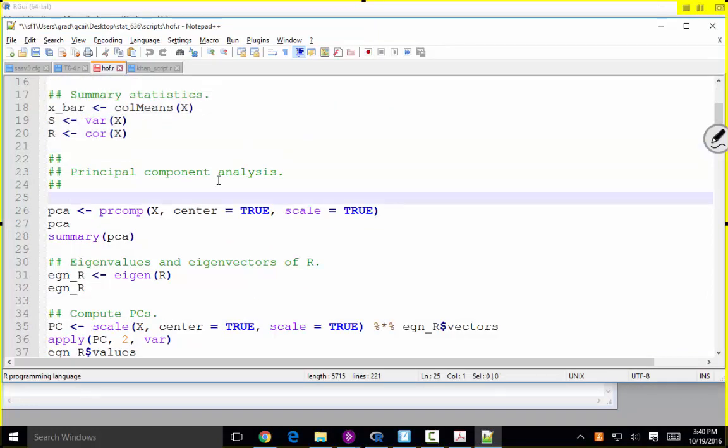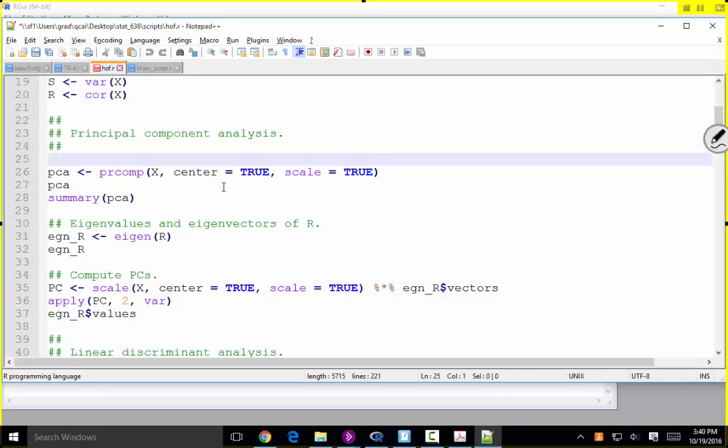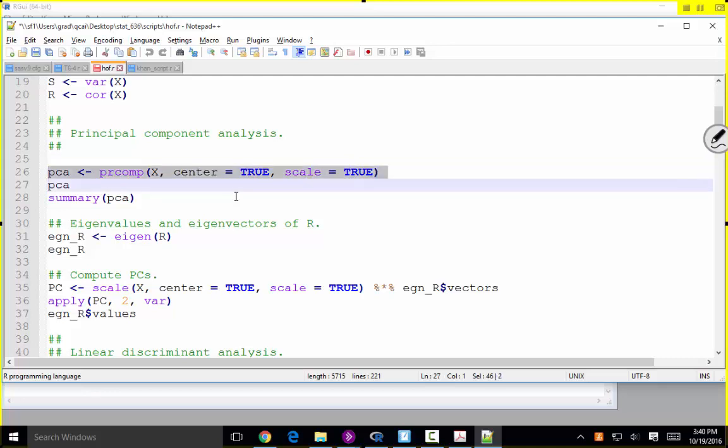All right, here is how you can do principal component analysis. There are actually 2 functions in R that do the same thing. There's prcomp and there's princomp. I'm going to use prcomp here. The way I can do it is prcomp, I give it my n by p matrix of numbers.